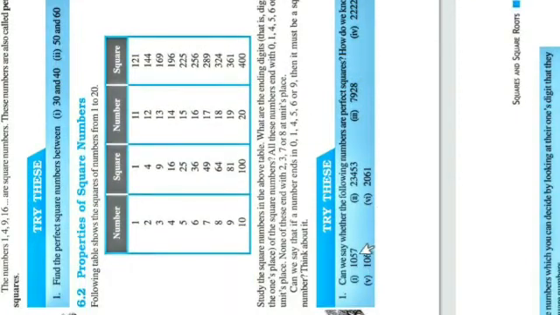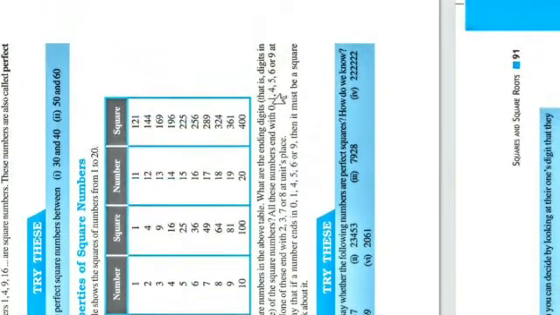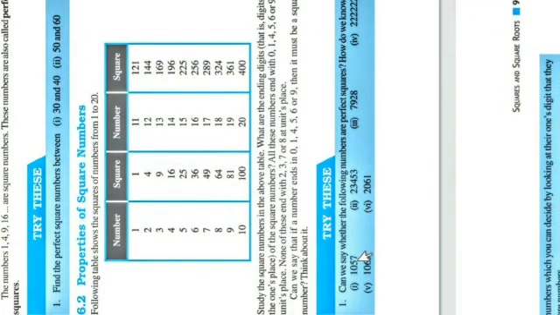So we have to see only the last digit, the unit digit. If the unit digit is one of 0, 1, 4, 5, 6 or 9, then it can be a perfect square number. So here the unit digit is 7. 7 is not in this list. So no, it is not a perfect square.